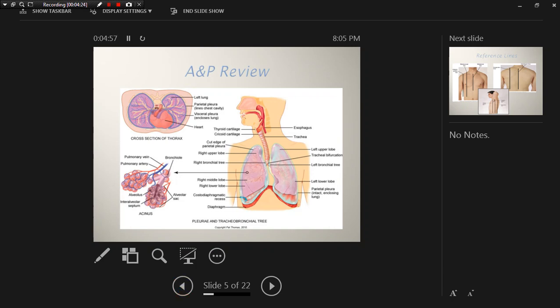Another little image here, that's a subset, is of our smaller bronchioles and the alveoli, alveolus. And then obviously our internal, the trachea, the right and left bronchi.